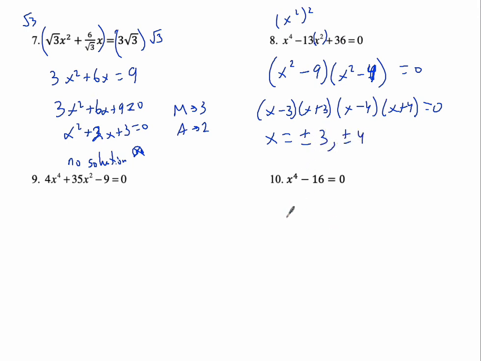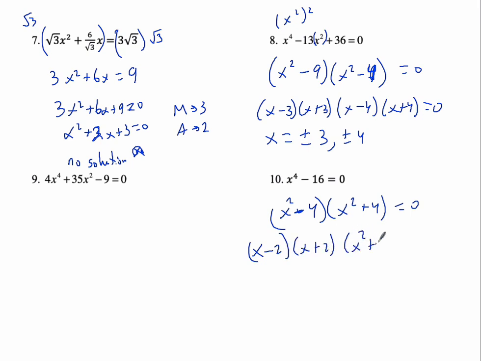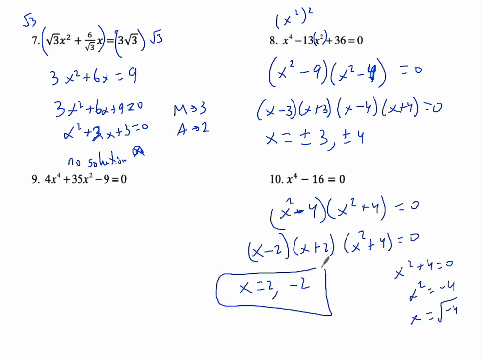Okay, and something similar happens with number 10. We got x squared minus 4, x squared plus 4. But you can't factorize this one, but you can factorize this one to x minus 2, x plus 2. And then we got 3 possibilities. We got x equals 2, negative 2. Now if you look at x squared plus 4 equals 0, that's x squared equals negative 4. That's impossible, right? You can't square root negative 4. So there's only 2 answers for this one.